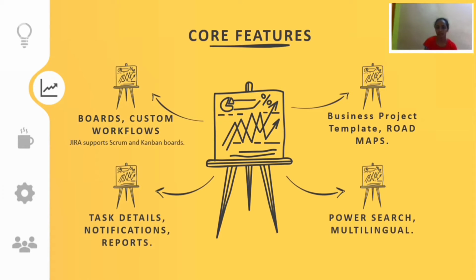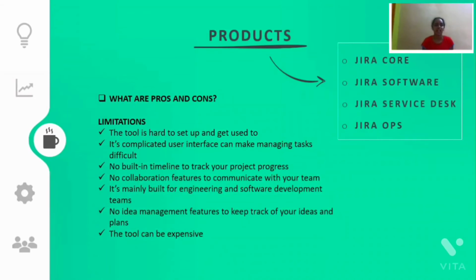The next one is Power Search. Jira supports a powerful search functionality with basic, quick, and advanced features. Multilingual. Jira supports more than 10 languages that are widely used across the world. And next, Jira has several products, which are Jira Core, Jira Software, Jira Service Desk, and Jira Ops. Let us discuss what they are individually.